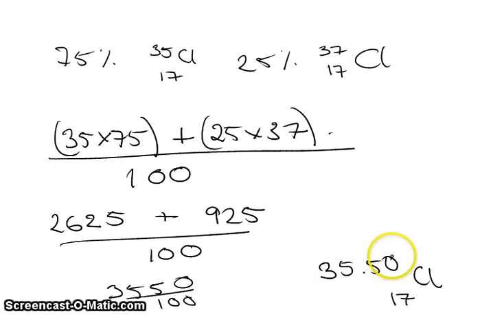The difference between this number with the decimal, 35.50, is that it is the average mass of the isotopes of chlorine. Whereas this 37 up here in chlorine-37, we call the mass number. So the mass number of chlorine-37 is 37, and the mass number of chlorine-35 is 35. And this is how you calculate the relative atomic mass from the abundances of the isotopes.